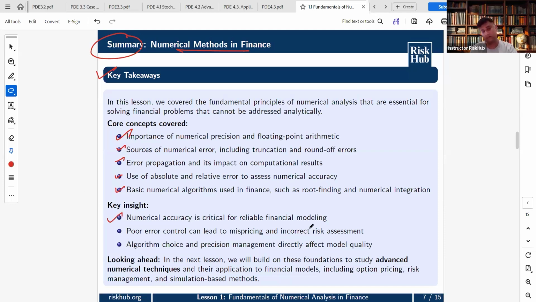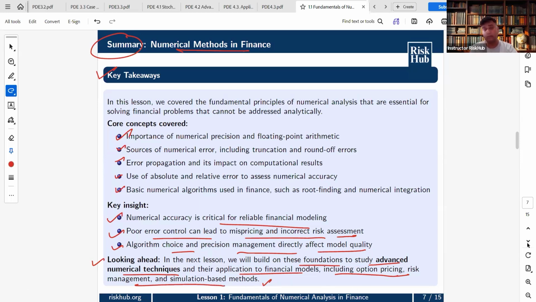Numerical accuracy is critical for reliable financial modeling. Poor error control can lead to mispricing and incorrect risk assessment. Algorithm choice and error management directly affect model quality. Looking ahead, we'll build on this foundation to study advanced numerical techniques and their application to financial modeling, including option pricing, risk management, and simulation-based methods.